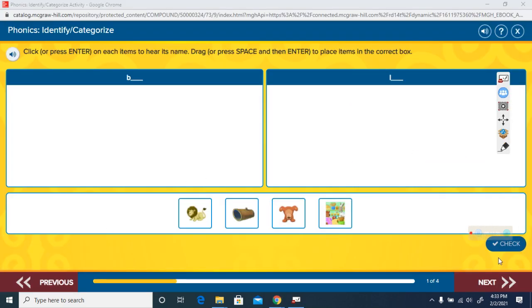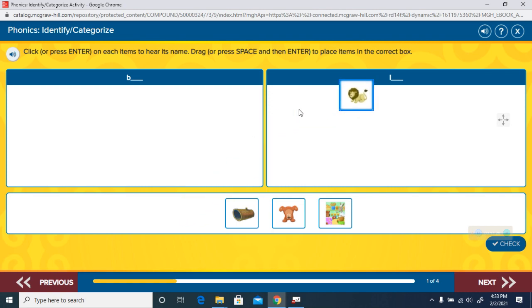Now we are going to look at some pictures and we're going to sort them. If the picture begins with the B sound, we're putting it over here. Pictures that begin with the L sound, we put over here. Let's look at the first one. Lion. Does lion begin with the B or the L? It begins with L. It goes over here.